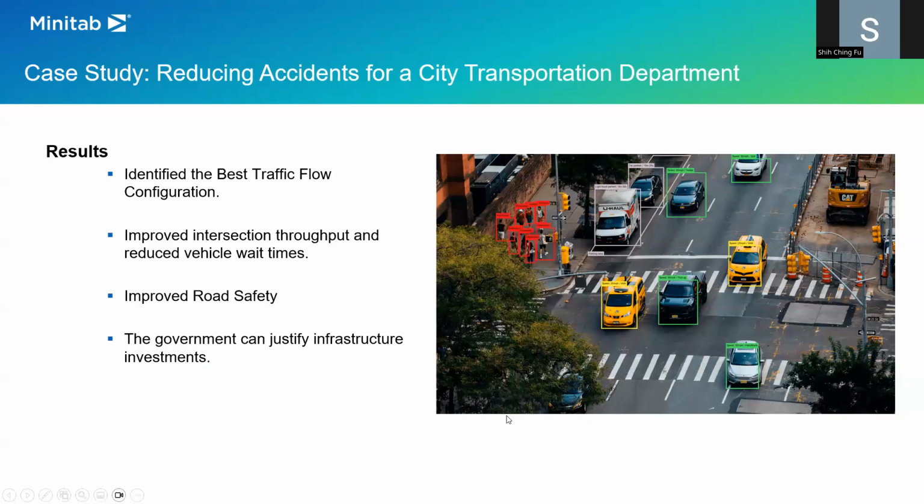So with a DOE or scientific study, we can identify the best traffic flow. We can have the best configuration and also improve intersection throughput to reduce vehicle wait time. Of course, safety is also a big issue, and you can also justify your spending because it is taxpayers' money. We can justify the infrastructure investment, of course.